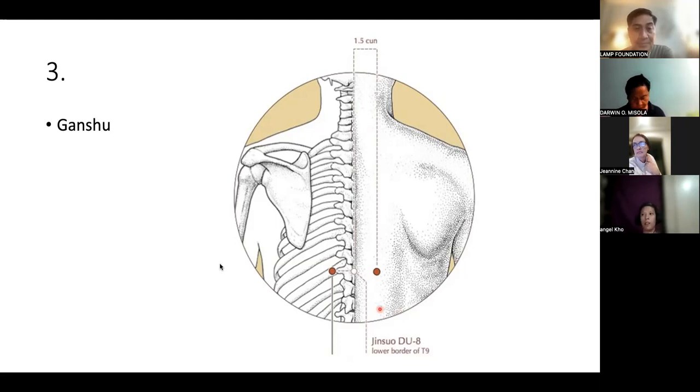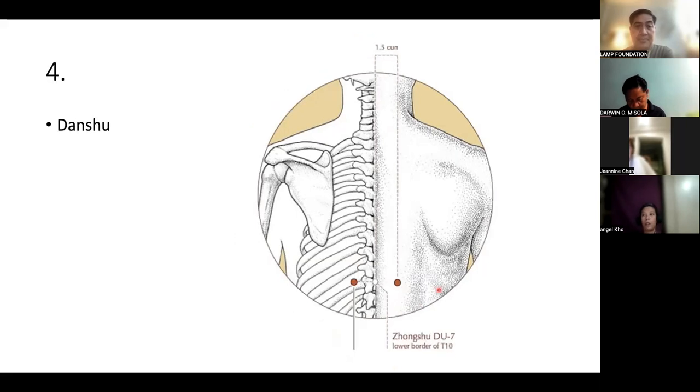Okay, so number 4, Back-Shu is the Back-Shu of the gallbladder. Okay. So bladder 19 po. Location is 1.5 tune lateral to du 7 at the level of the lower border of the spinous process of the 10th thoracic vertebra. Okay.